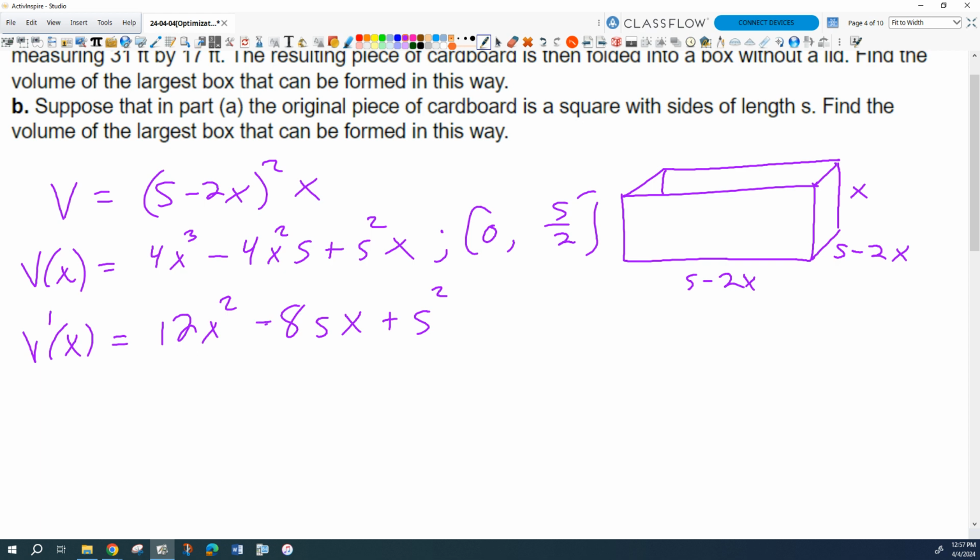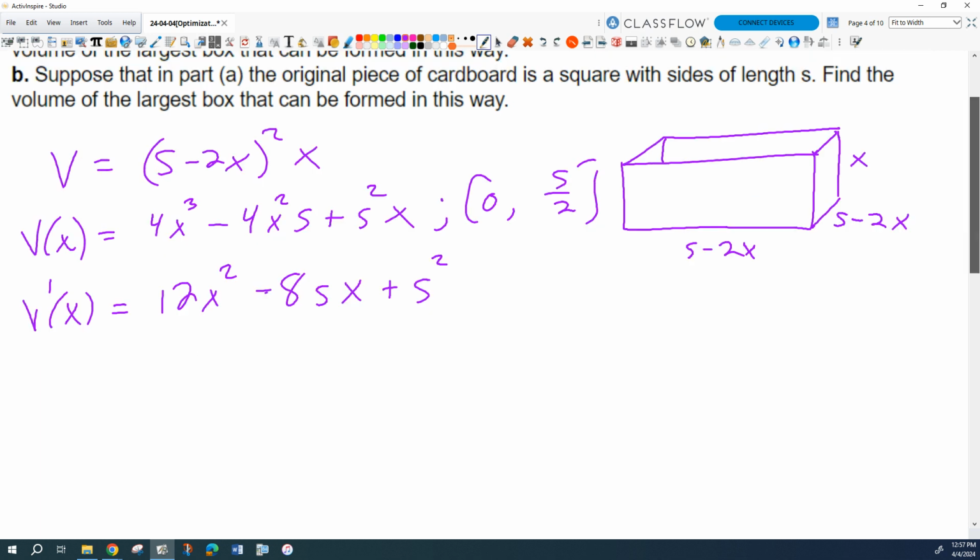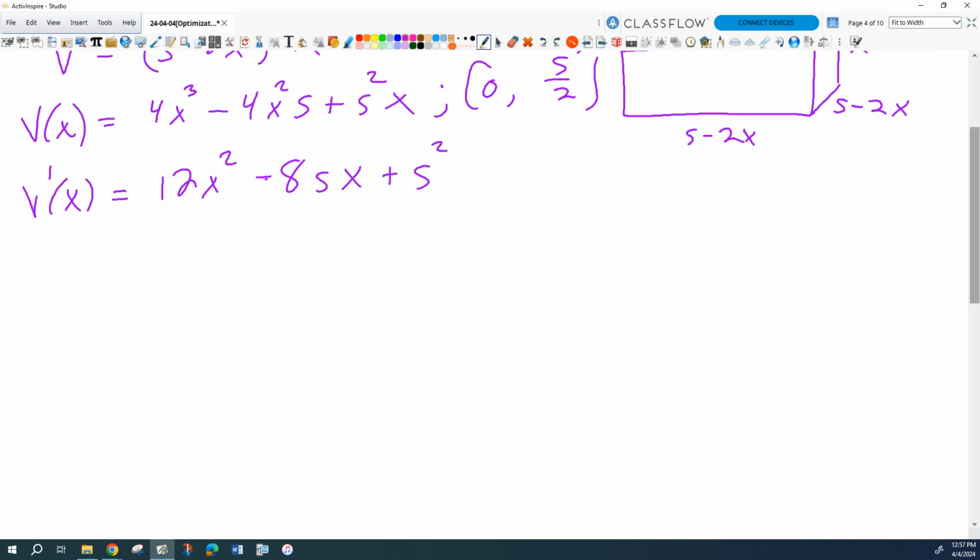That's kind of a weird one. But my only variable is s in this case. So does this factor? Maybe, but I would just solve it with the quadratic formula, right? So if I want to find out where the derivative is, obviously nowhere undefined, where is it 0? So v prime equals 0 when all this is 0, right? When 12x squared minus 8s x plus s squared equals 0.